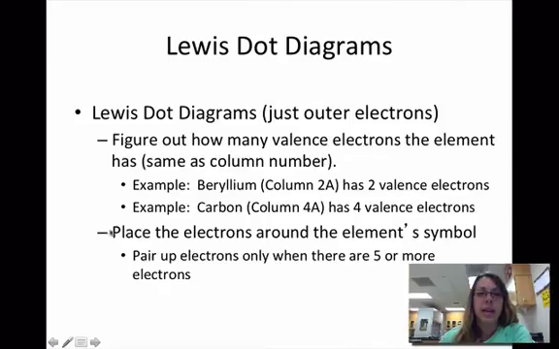Okay, Lewis dot diagrams. Lewis dot diagrams are a little different because we only deal with the valence electrons. We need to figure out first how many valence electrons there are, and then we just put dots around the symbol. Remember the rule, and we've been talking about it. If beryllium is in 2A, it has 2 valence electrons. Carbon's in 4A, it has 4 valence electrons. And we want to put the electrons around the elements, and we want to pair them up only if there are 5 or more valence electrons.